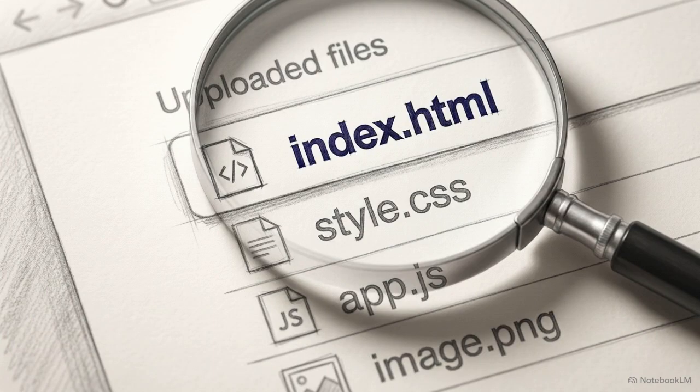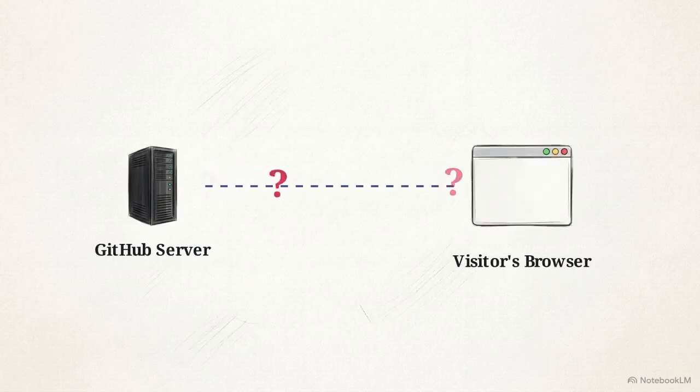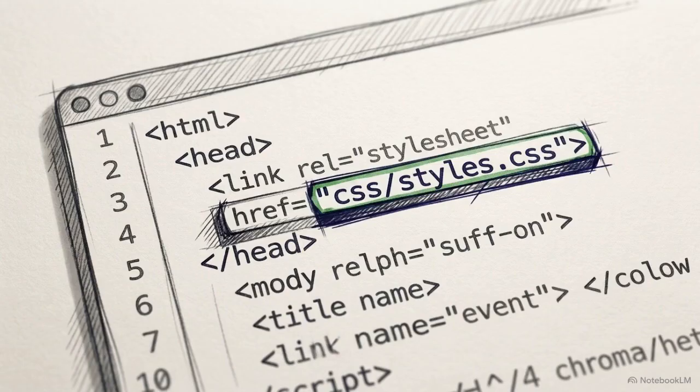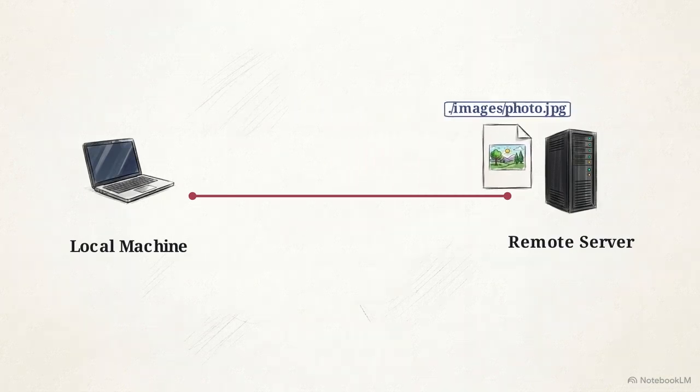Double-check that your main HTML file is named exactly index.html. Without this specific file, GitHub doesn't know which page to load, and visitors will see a 404 error. You also need to ensure your code uses relative file paths. For example, write /images to load a picture. This ensures your assets load correctly when moving from your local machine to a remote server.